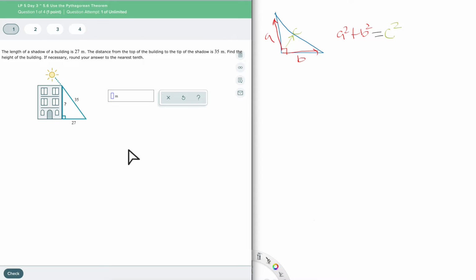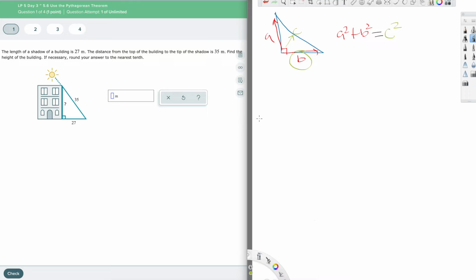So in this case, if we're looking at this piece, 35 is going to be our hypotenuse, our C, and 27 is going to be this B on the bottom here, right? So what we're looking for is the height, which in my diagram is the A. So we have A squared plus B squared. Instead of B squared, I can just replace that with 27 because I know that's the length of that bottom one. And that's going to equal C squared, which we know what C is also, it's 35.